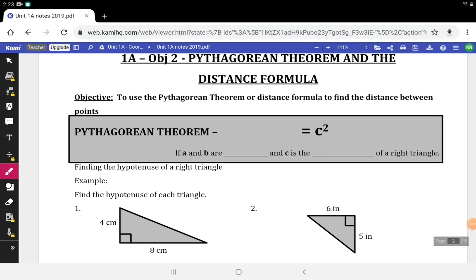Welcome back. We're going to pick up where we left off in Objective 2. And our objective is to use the Pythagorean theorem or the distance formula to find the distance between points. So remember that the Pythagorean theorem is a squared plus b squared equals c squared. A and b are legs of the triangle, and c is the hypotenuse.